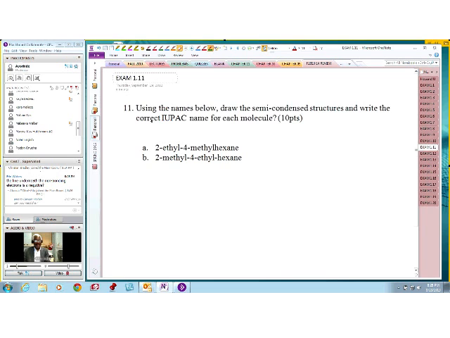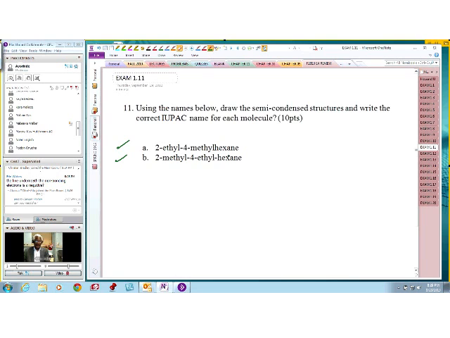Okay, so what do they have here? They're using the names below, which are these names here. Draw the semi-condensed structures and write the correct IUPAC name for each molecule. Presumably, the names that have been given here are wrong, so we need to draw the structure from these names and then give the correct names.